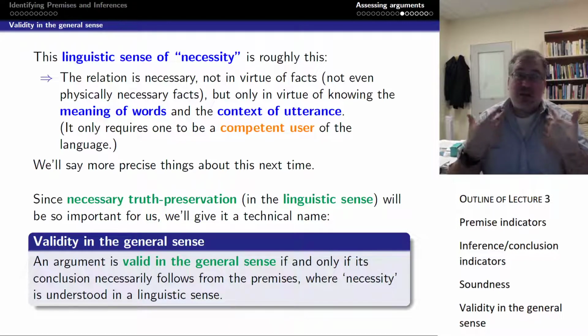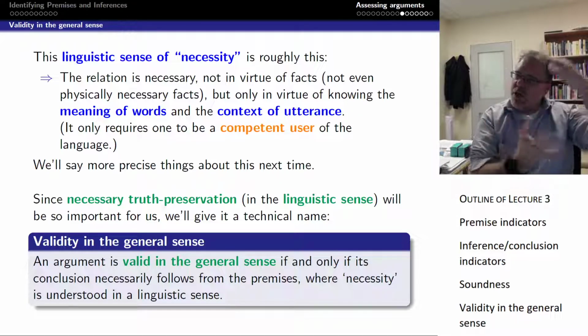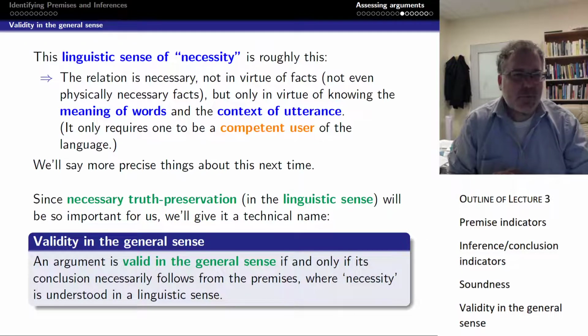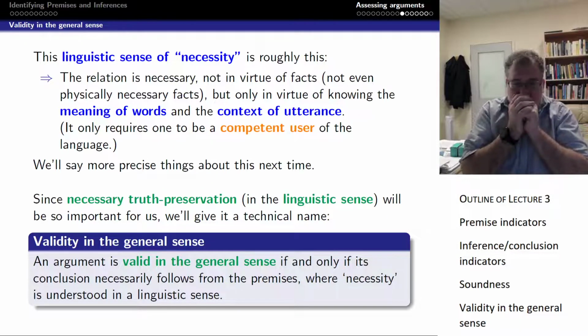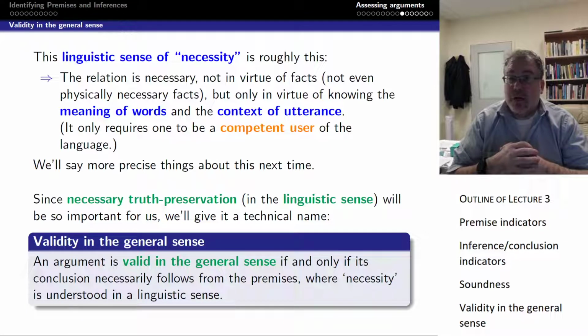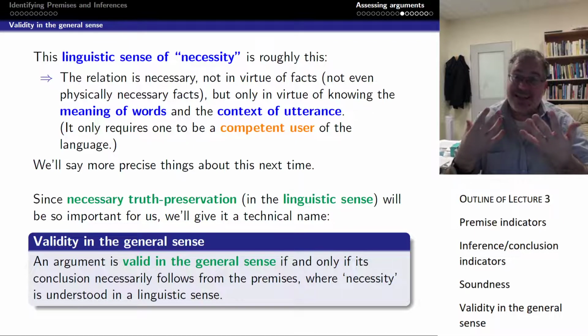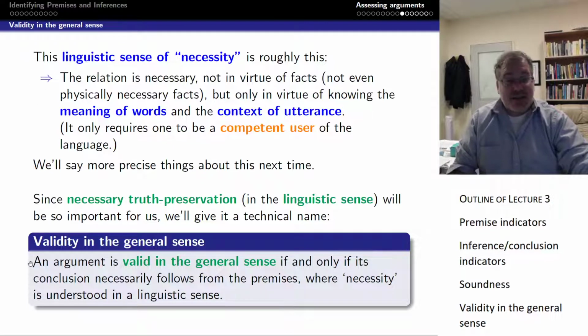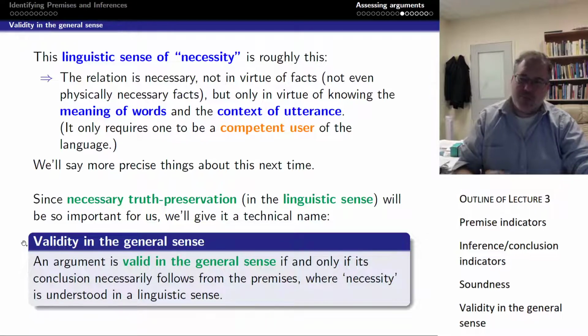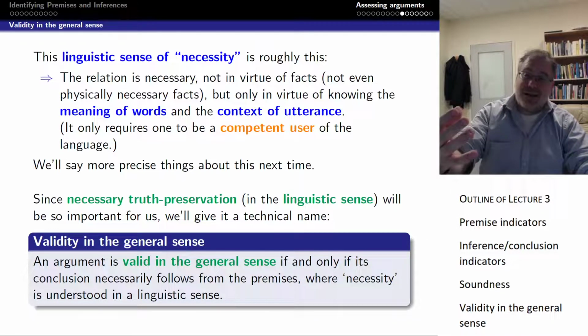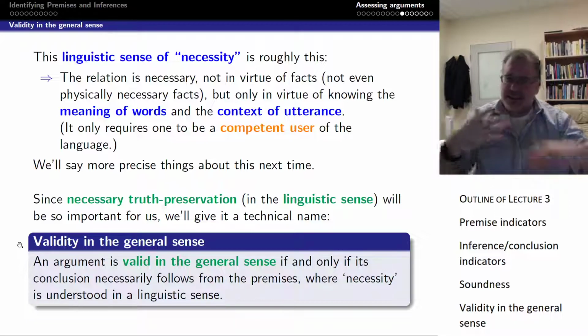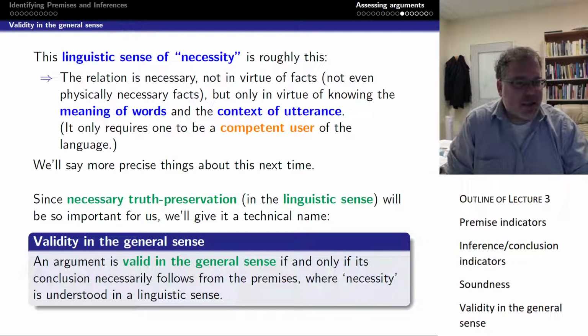We're going to give a definition of validity in terms of this linguistic sense of necessity, which we're going to clarify next time. So, I said that validity corresponds to the first test, namely whether the conclusion necessarily follows from the premises. So you have just this obvious, perhaps expected definition for validity in this general sense that we care about in logic.